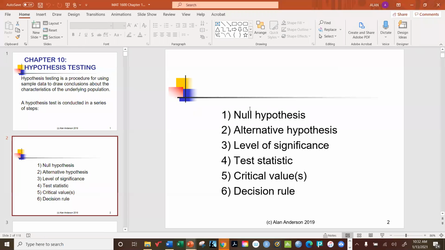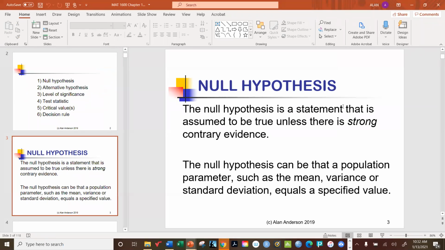So here, the hypothesis, the so-called null hypothesis, is the starting point. This is a statement that we will assume is true unless there is strong contrary evidence. In other words, we're assuming that this is true, and we're going to use our statistical data to determine if we can reject that null hypothesis, but only if we have strong, the magic word there is strong, contrary evidence.